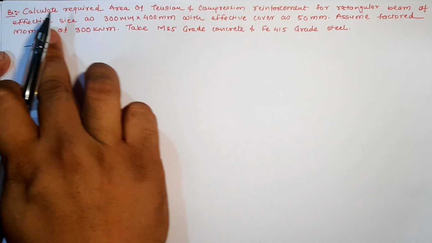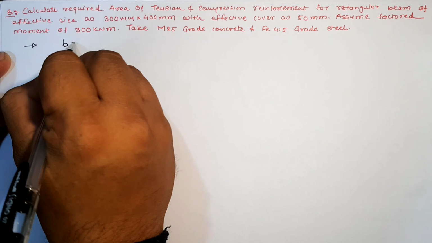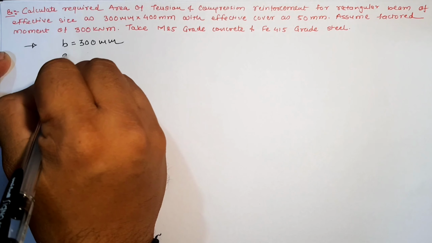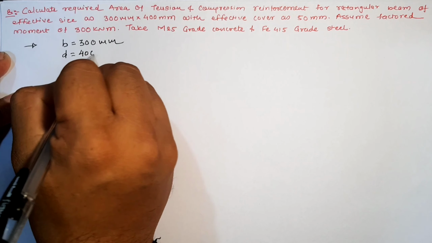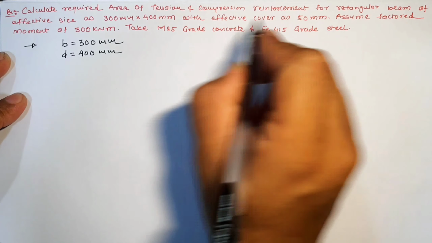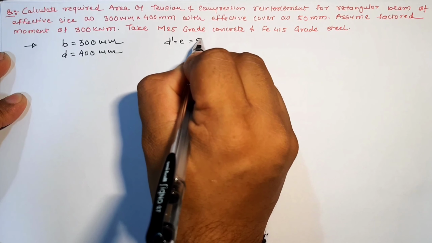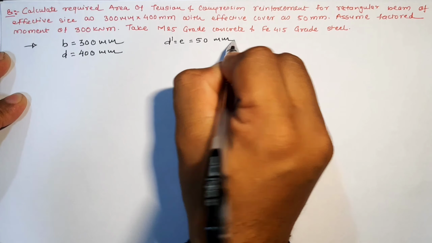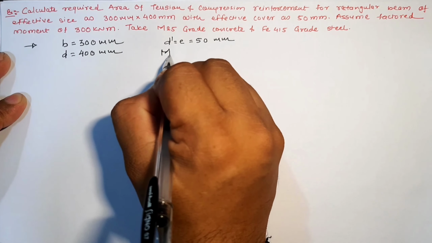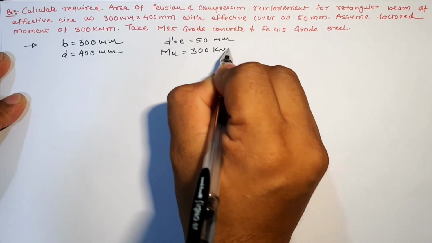We have given the effective size as 300 by 400 mm, it means that we have given small b as 300 mm and effective depth is given as 400 mm. Another part is given as effective cover on both the side, so d dash or e both are 50 mm. Another part is given as factored moment. It means we have given the value of Mu as 300 kilonewton meter.